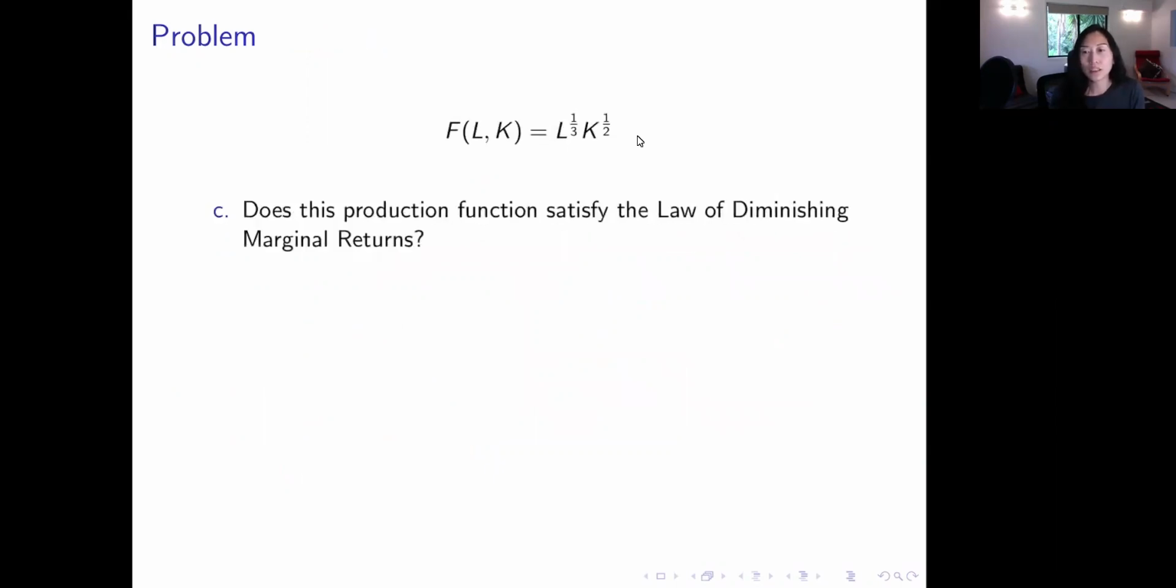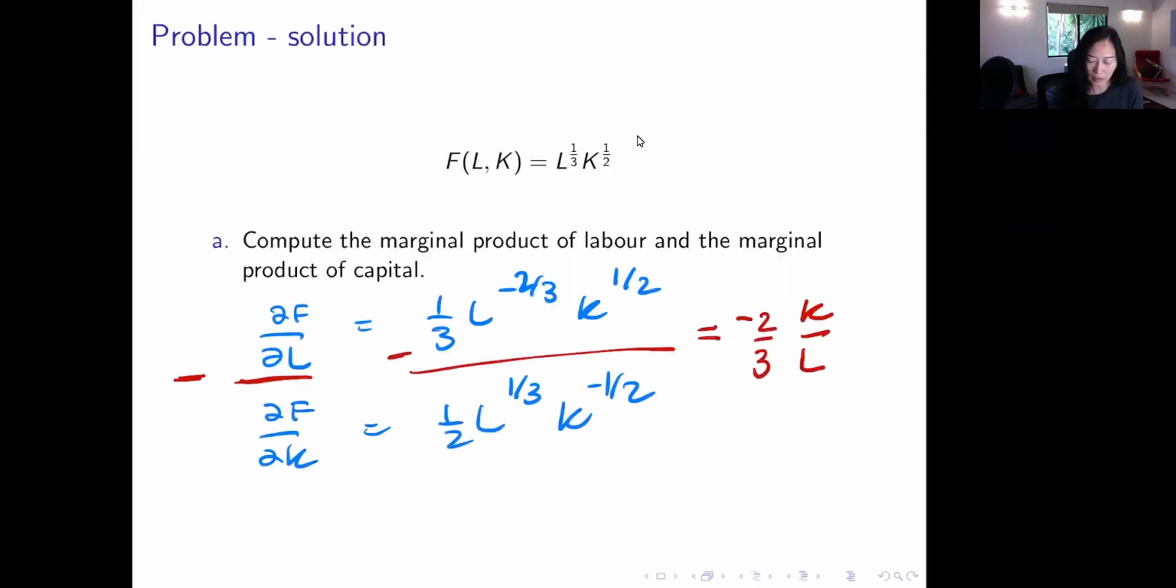Then we already get MRTS, so that satisfies the law of diminishing marginal return. So what we need is FLL and FKK. FLL, based on MPL, would be negative, right? You can derive the whole thing, but it's very easy to see that this is negative. I can show it. Let me copy this answer here.